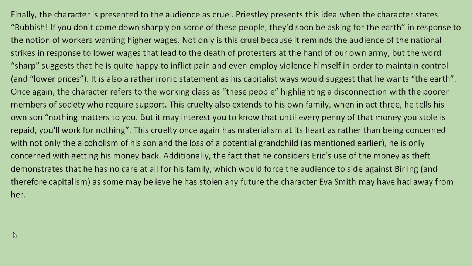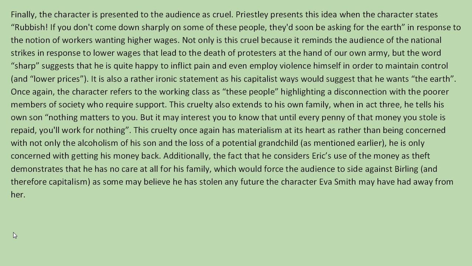Notice I've integrated the context within my analysis there, rather than just throwing in "additionally." It is also rather an ironic statement, as these capitalist wages would suggest that he wants the earth. Once again, the character refers to the working class as "these people," highlighting a disconnection with the poorer members of society who require support. This cruelty also extends to his own family, where in Act 3, second quote coming up, he tells his own son, "Nothing matters to you, but it may interest you to know that until every penny of that money you stole is repaid, you'll work for nothing."